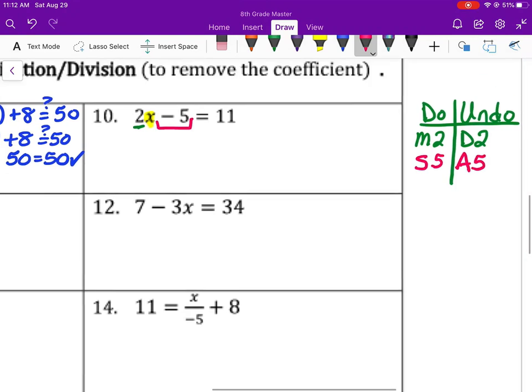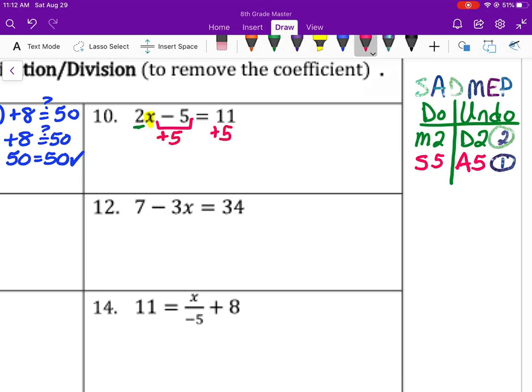And whenever we're doing solving, we're using SADMEP. So we know that our add is going to come before our divide. So both sides, we're going to come up here and add 5 to both sides. We have to keep that equals balanced. And again, any number and its opposite will give you 0. So I have 2x equals 16. And then I go put a check mark to remind myself I'm done.